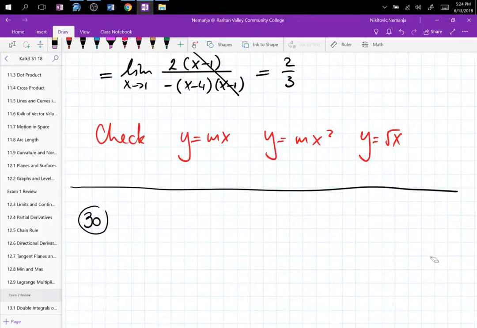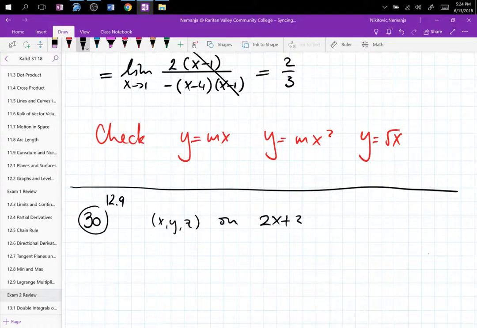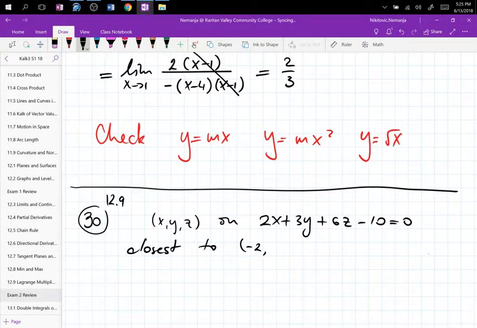It's just 12.9, right? Minimum distance to a plane. Find the point on the plane, so we are looking for x, y, z, on the plane 2x plus 3y plus 6z minus 10 equals 0, closest to the point negative 2, 5, 1.